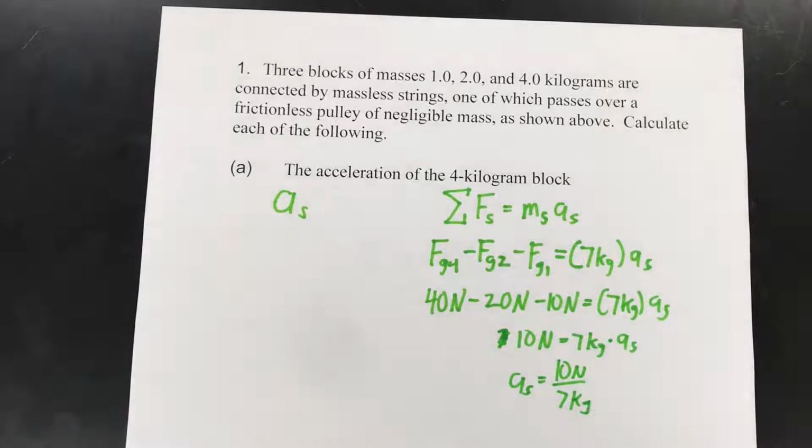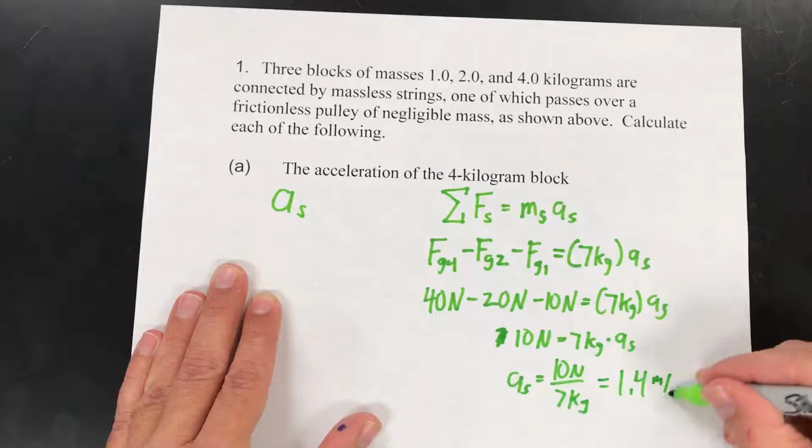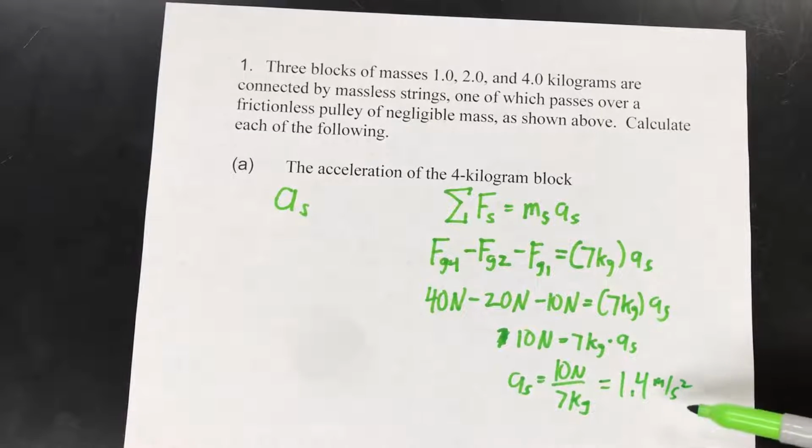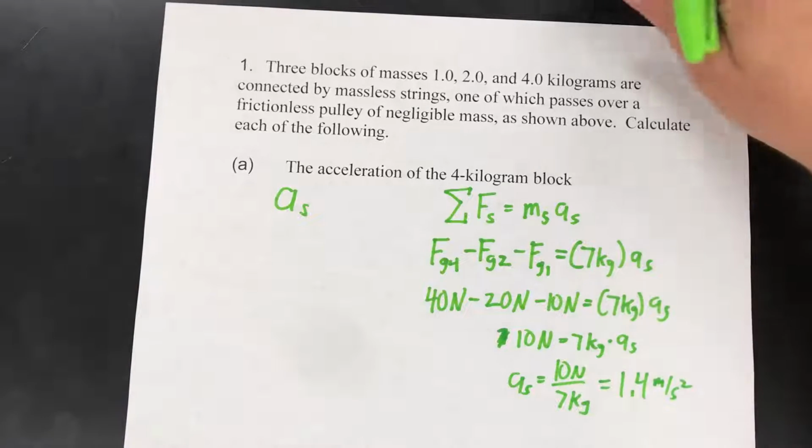And that will work out to be 1.4, let's just call it. So 1.4 meters per second squared. That's the acceleration of the system. That's the acceleration of block 4. That's the acceleration of block 2. That's the acceleration of block 1. Everything in the system accelerates the same.